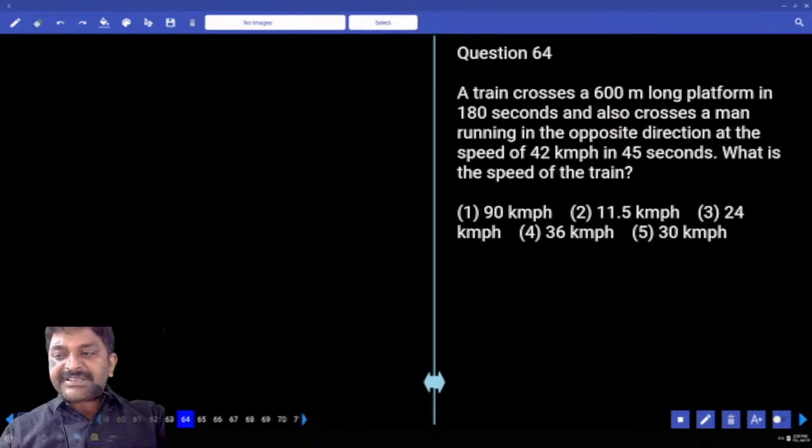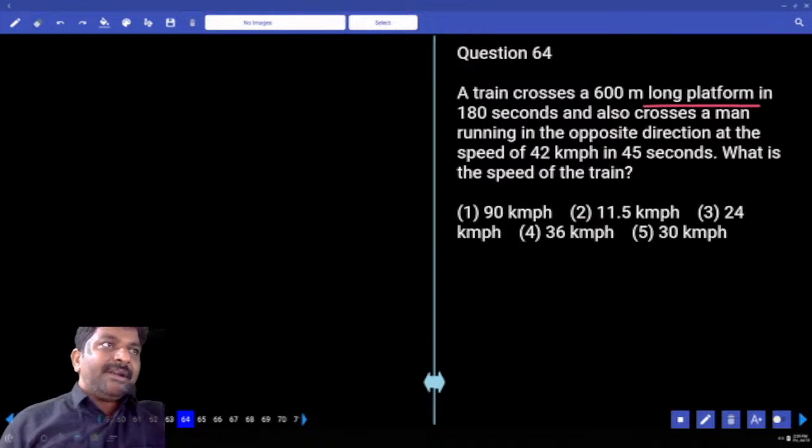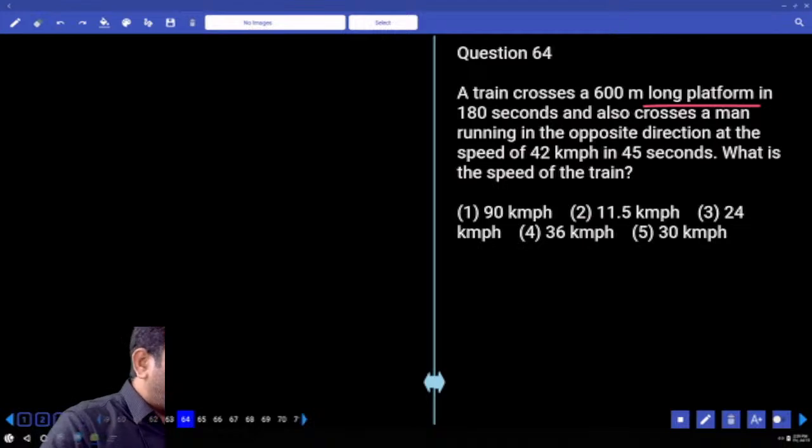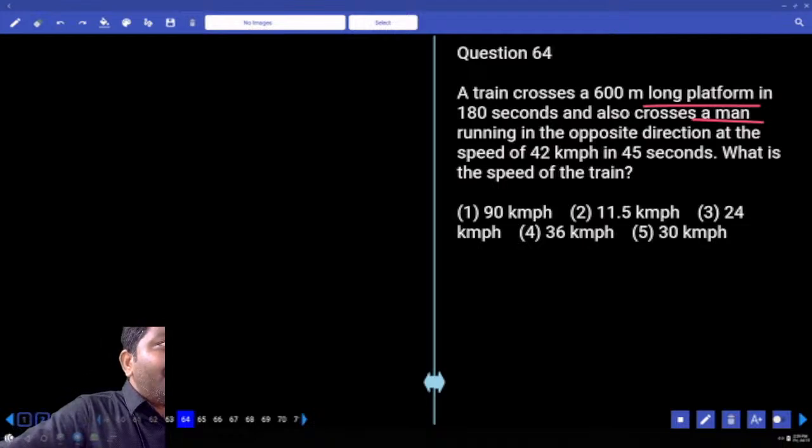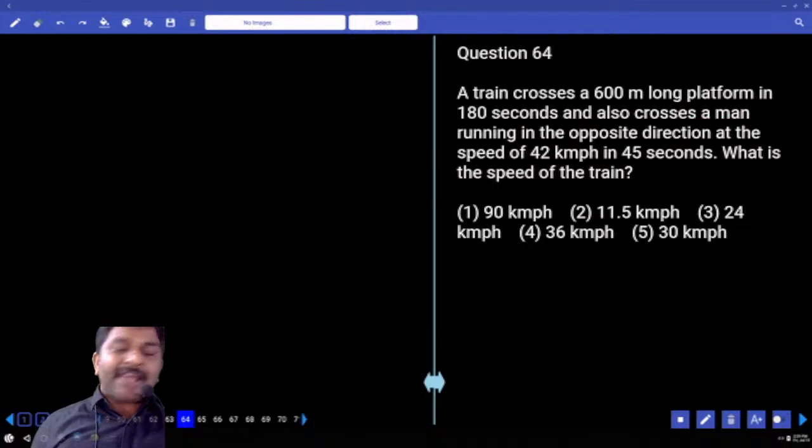Okay. First case, it crosses a platform. Distance covered is train length plus platform length. Do you know train length? No. Platform length? Yes. In second case, it crosses a man. When it crosses a man, distance covered is, and that is what we want, right? Train length, speed into time.